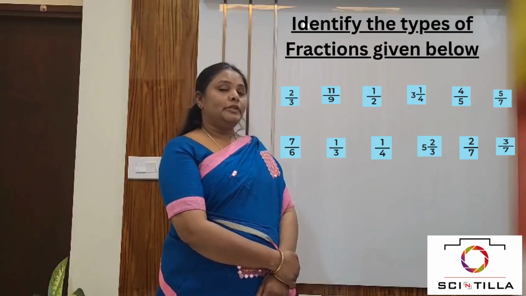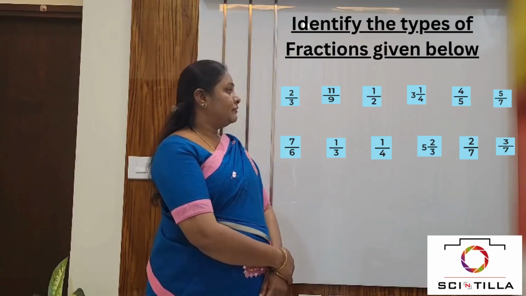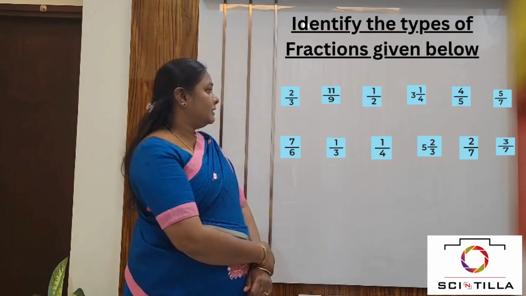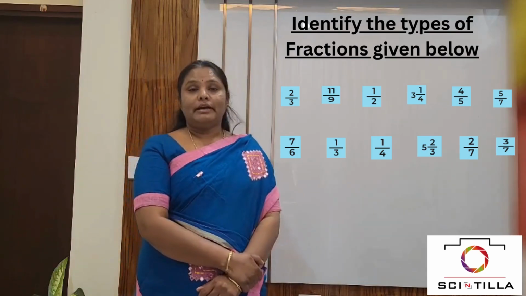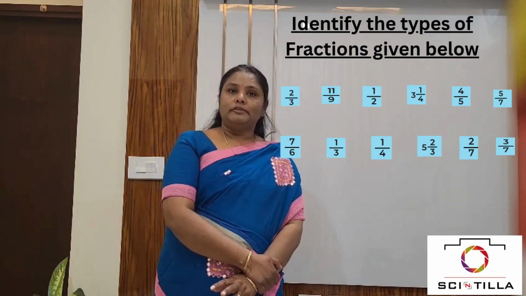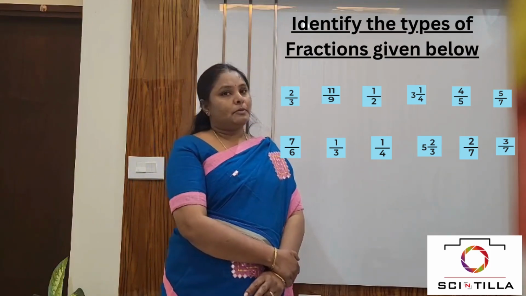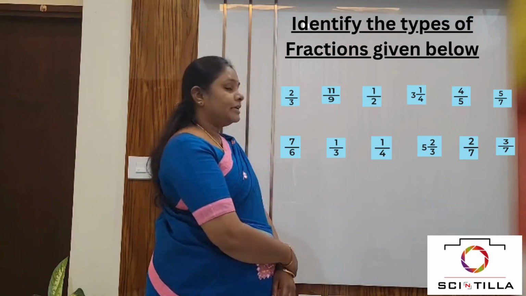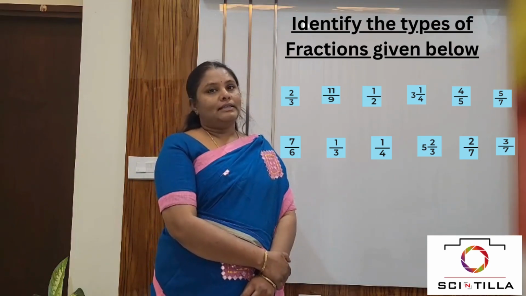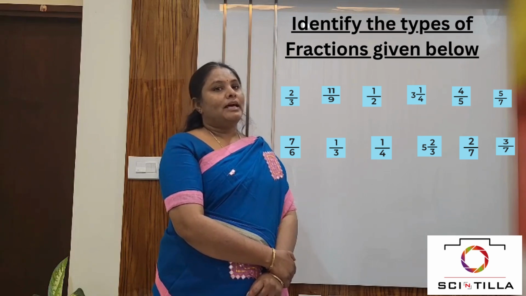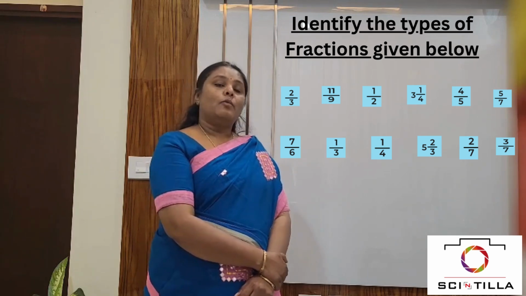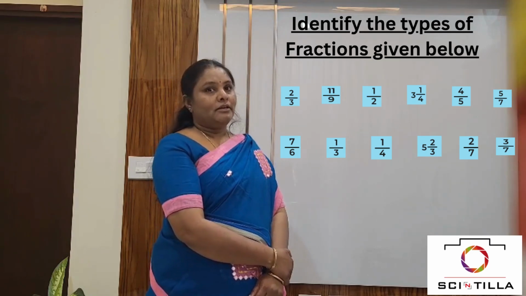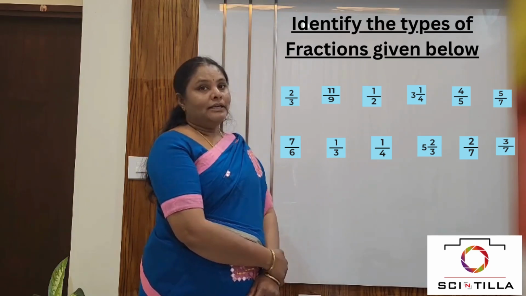Now, before moving on to the next topic, let us identify the type of fractions which are given here. Okay, how are we going to identify? We are going to identify the unit fraction, the proper fraction, improper fraction and mixed fraction. What is a unit fraction? It has a numerator of 1 and the denominator is a whole number. And now the proper fractions. What do you mean by proper fraction? The numerator is less than the denominator. For example, 3 by 7.